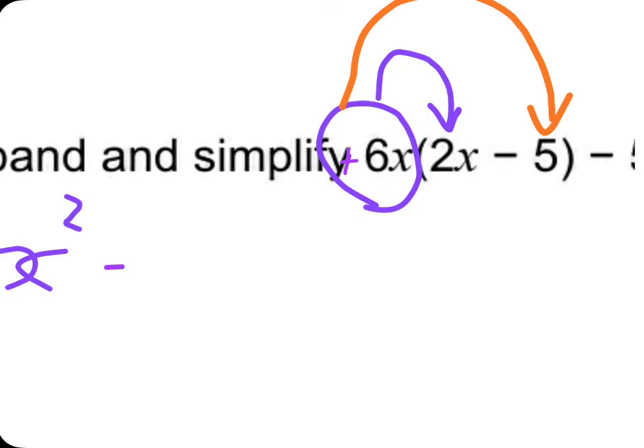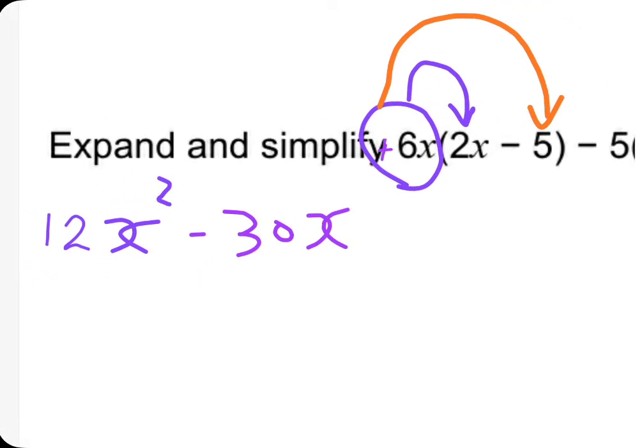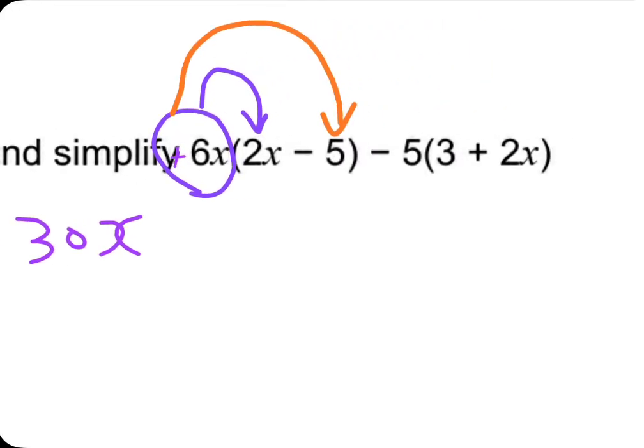And then 6 times 5 is 30. Good job. And then x alone. Because we don't have another x, we put x alone. Now, these are the first steps of answering this expression. Now, let's move on to the next steps.